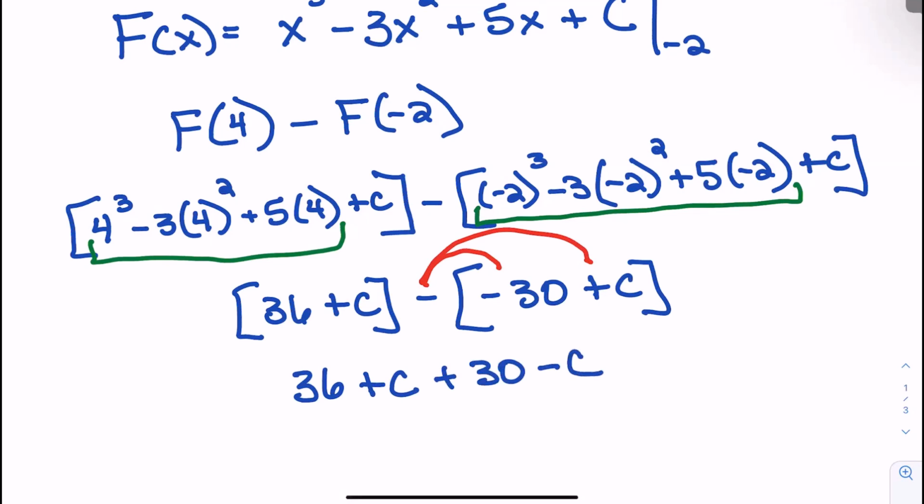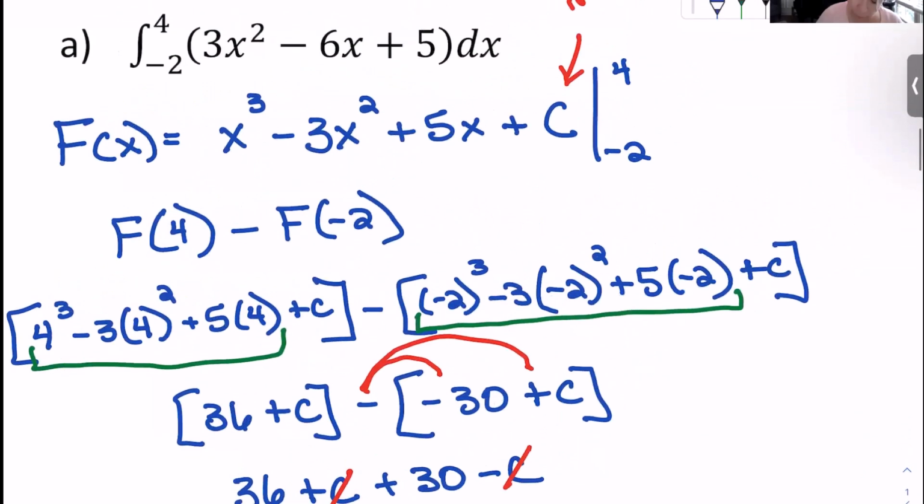So that's why I said the c's are arbitrary. It doesn't matter what that constant could have been in your antiderivative function, because when you do the fundamental theorem of calculus, those constants will always add up to 0. And so in this case, we are left with the number 66.